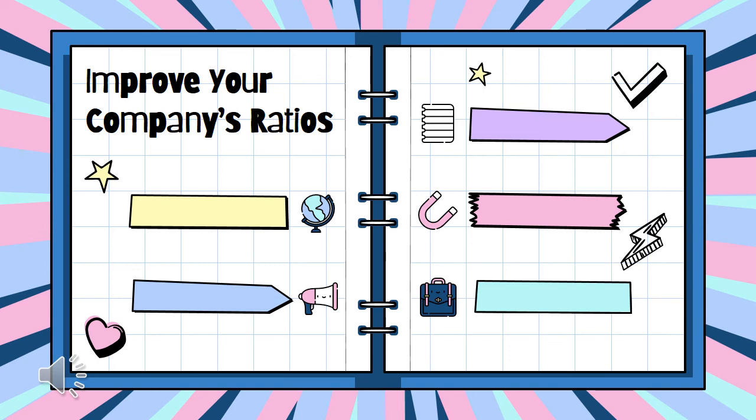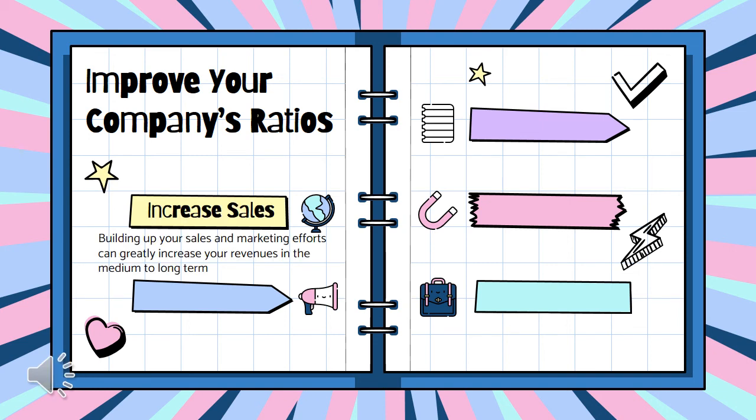There are approaches for improving your business solvency. This includes the following. The first one is to increase sales. Building up your sales and marketing efforts can greatly increase your revenues in the medium to long term. That means more cash coming in that you can use to pay down an excessive debt load.